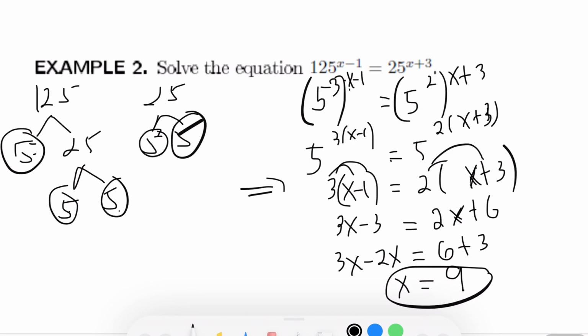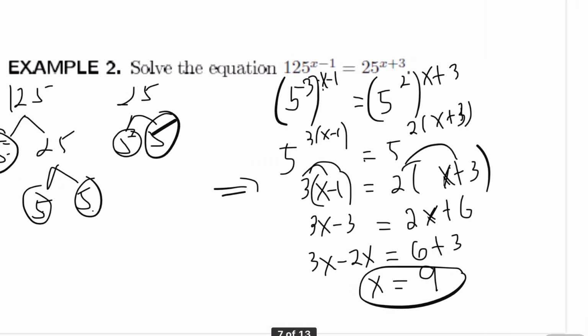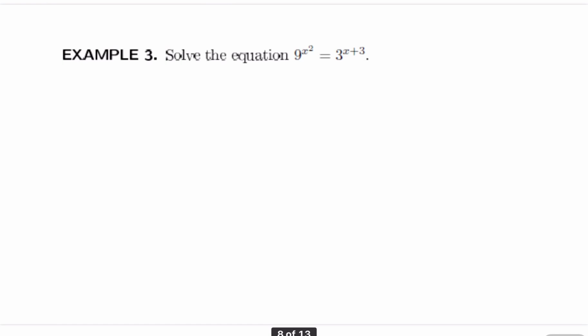Okay. Next problem. Okay, so this is our next problem. 9 raised to x squared equals 3 raised to x plus 3. So again, we can rewrite 9 as 3 squared. 3 squared, raised to x squared, equals 3 raised to x plus 3.